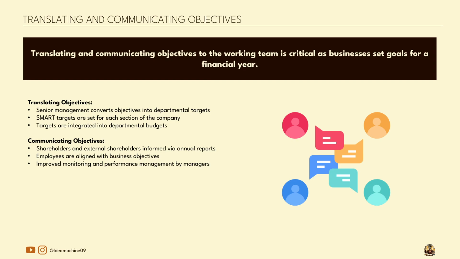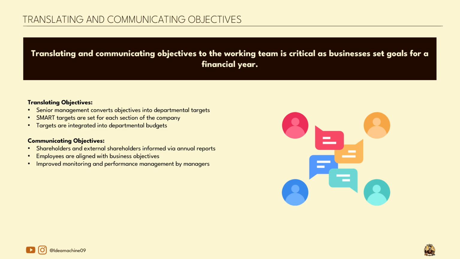SMART targets are set for each section of the company, like I described before, and targets are integrated into departmental budgets as well. So if sales are to be increased, each department would essentially receive a bonus or a raise depending on what the goal for that particular department is.